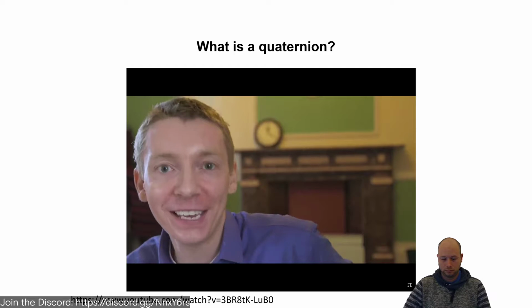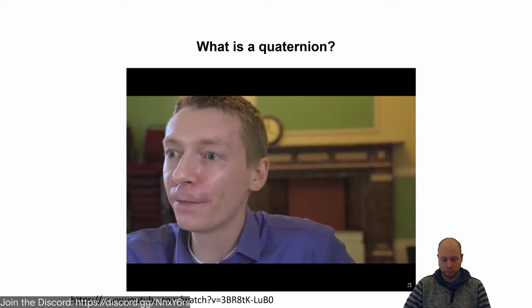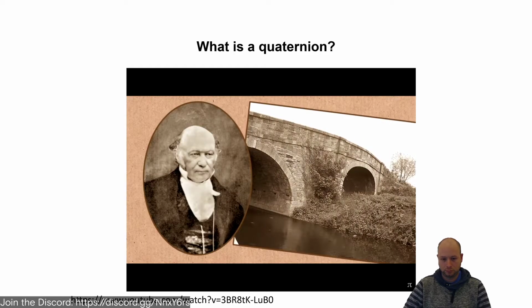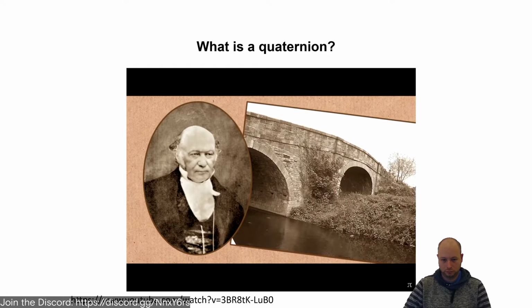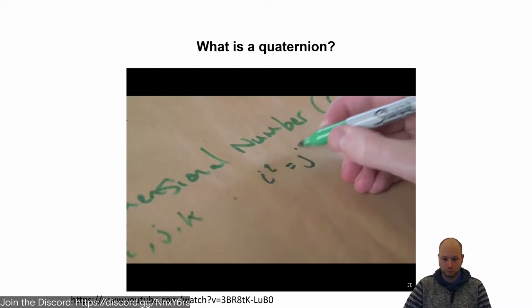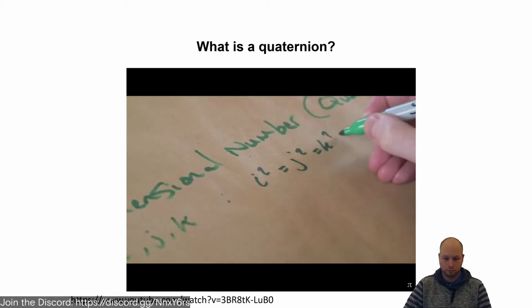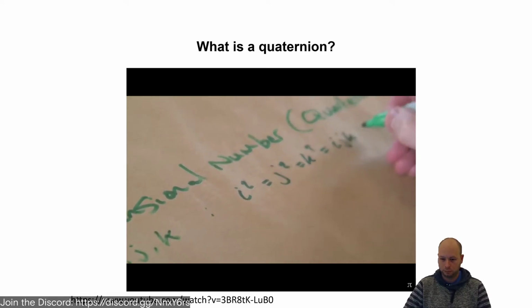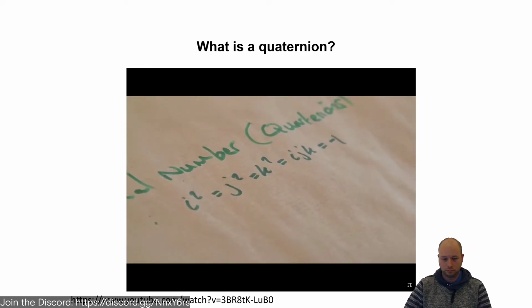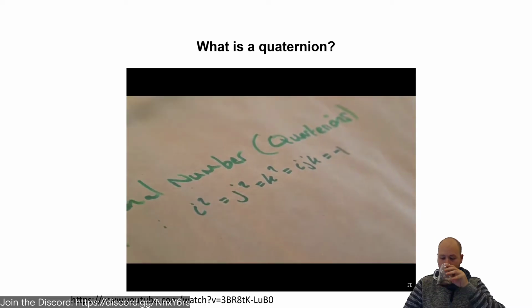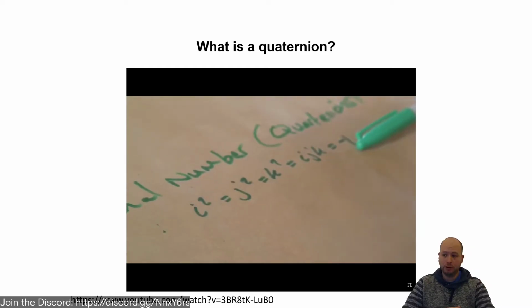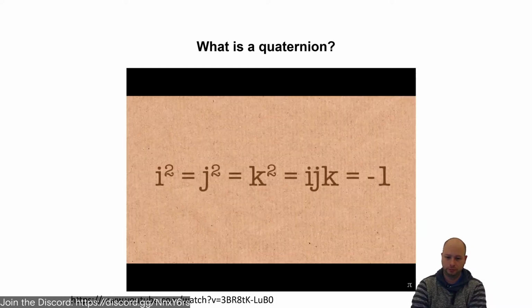So flushed with this, he immediately walked over to a nearby bridge over the canal, and he carved in the rules that he needed to make this work. These are the rules that he carved into that bridge. i squared is equal to j squared, which is equal to k squared, which is equal to i times j times k, which is equal to -1. It's very similar to the complex number idea. Complex numbers, i squared equals -1. That's what we needed for that. It's very similar, but no, we need i, j and k.